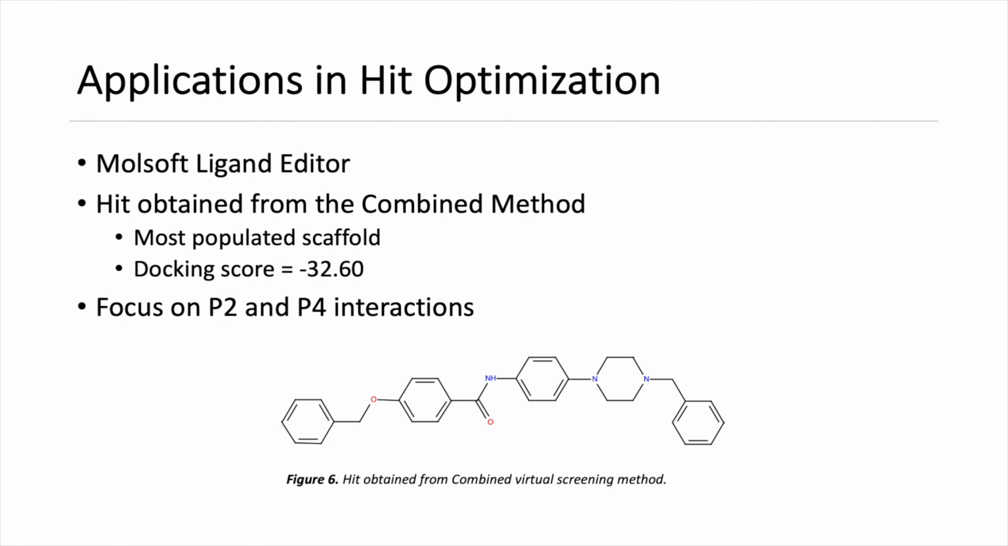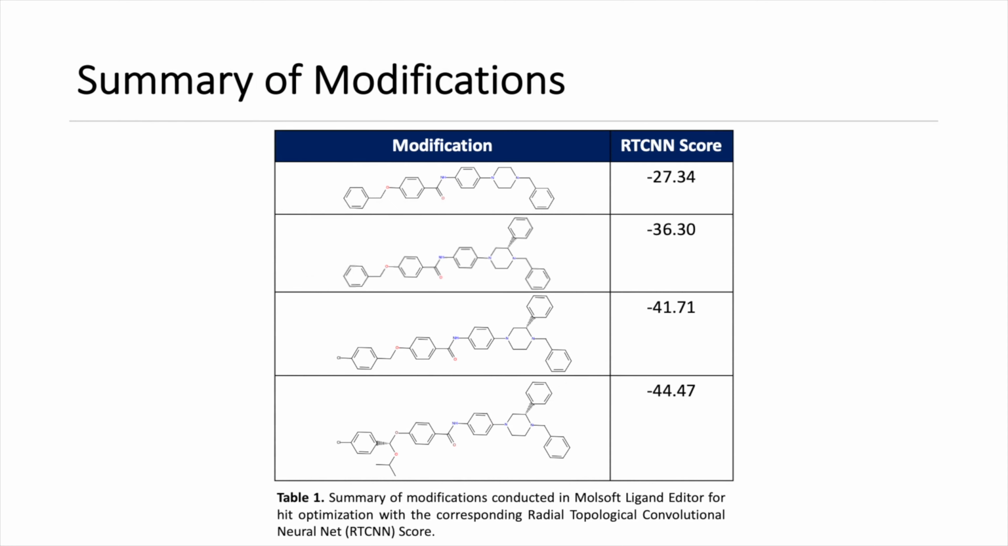Using these observations, hit optimization was conducted using the MolSoft ligand editor with a focus on creating P2 and P4 interactions. Figure 6 illustrates the chosen hit from the combined method. It was chosen for hit optimization because it was the top scoring compound from the most populated scaffold, with a reasonable docking score of -32.60. A summary of modifications in 2D are illustrated in Table 1.